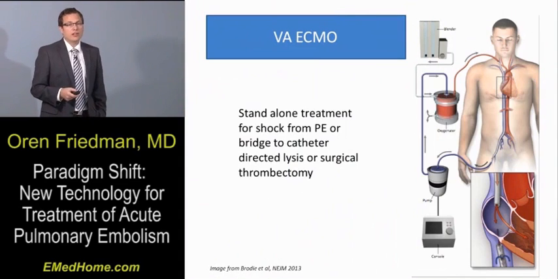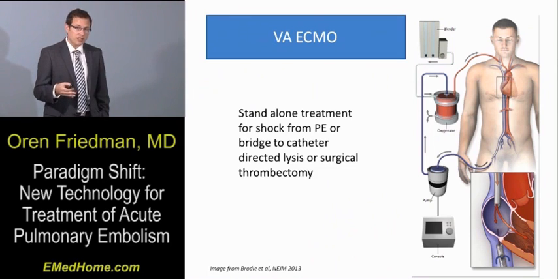A bit of a word about veno-arterial ECMO. Veno-arterial ECMO can be used as a standalone treatment for very unstable pulmonary emboli patients. In other words, your patient's in shock, you cannulate them, you put them on veno-arterial ECMO, which means a cannulation in the femoral vein and femoral artery, and the blood is now circulated outside the body in a modified or simplified cardiopulmonary bypass circuit. The pump is used to create flow, and the oxygenator is used to add oxygen and also to remove carbon dioxide.